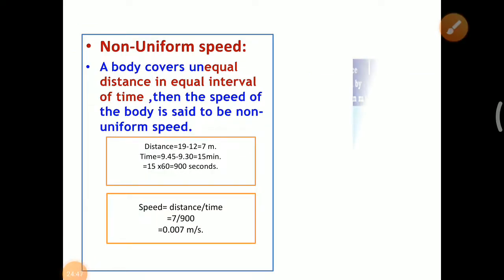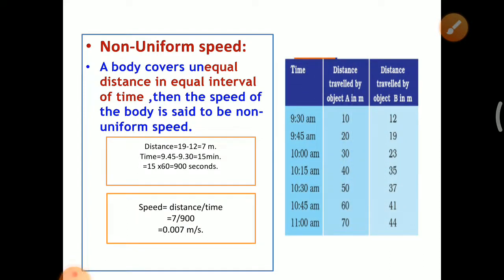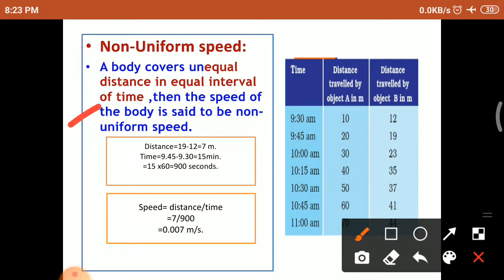The next one, non-uniform speed. A body covers unequal distance in equal interval of time, then the speed of the body is said to be non-uniform speed. And see the object B. First it covers 12, second it covers 19. So the difference is 7. Then third one it covered 27. So the difference is 23 minus 19, 4. And 35 minus 23, 12. So here the distance is unequal, but the time is equal.